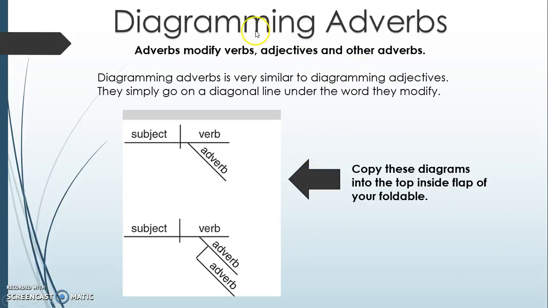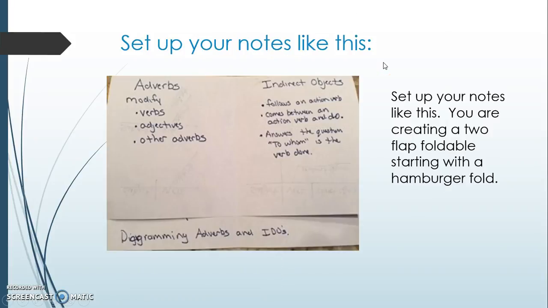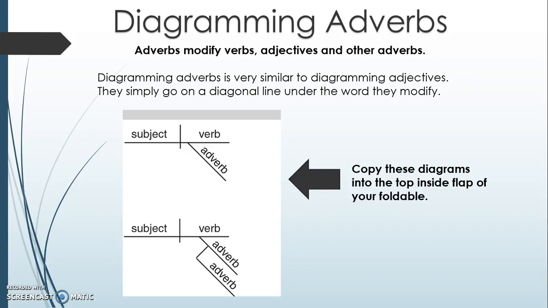All right, so let's talk about diagrams first. So open up your left flap. Adverbs modify verbs, adjectives, and other adverbs. You should have written that down, I think. Did I have you write that down? Yes, I had you write that down. All right. So really, it's just like diagramming adjectives, except you put it under the word they modify, and adverbs modify verbs, so you'd put it under a verb. So copy these two diagrams, and an adverb can modify another adverb as well as an adjective.